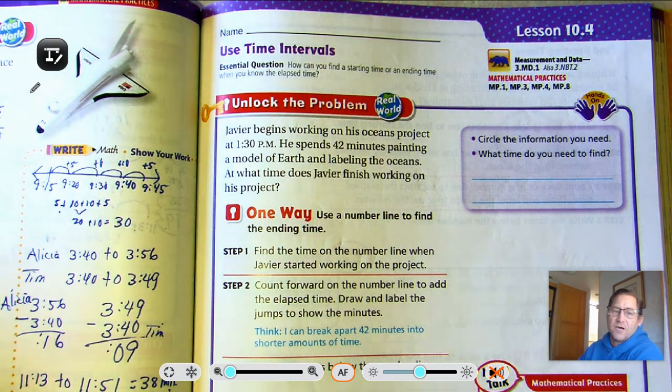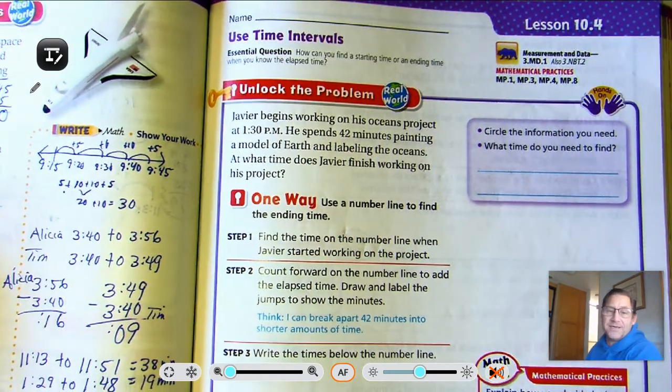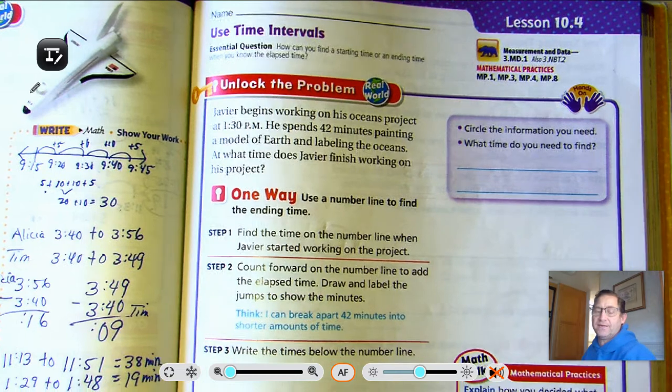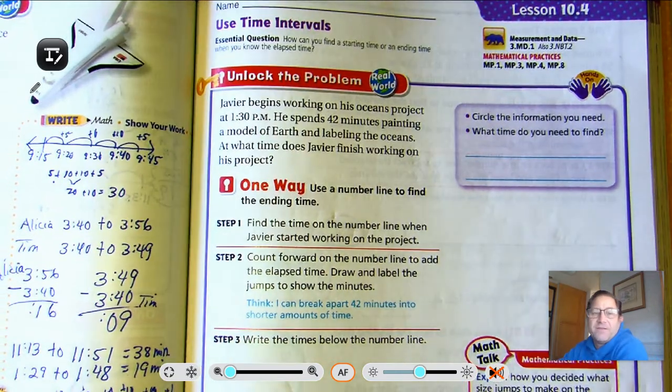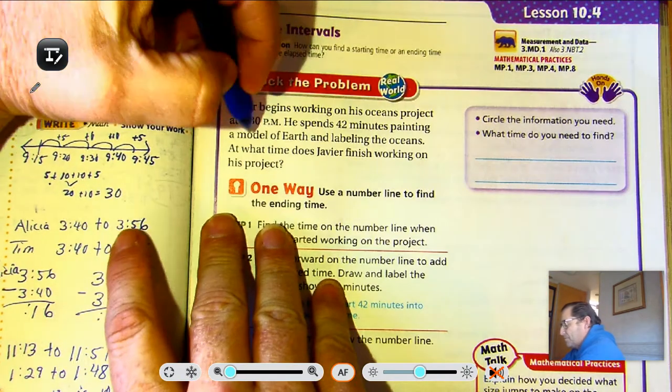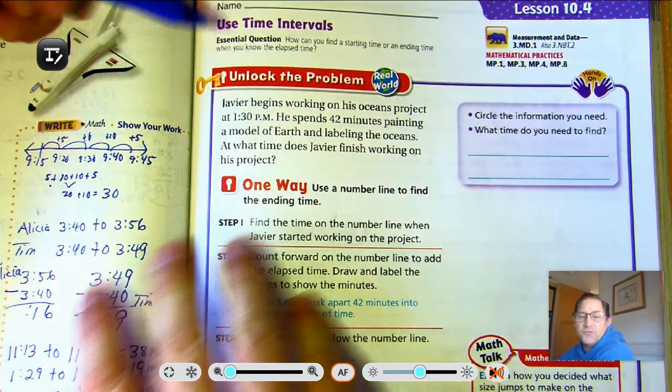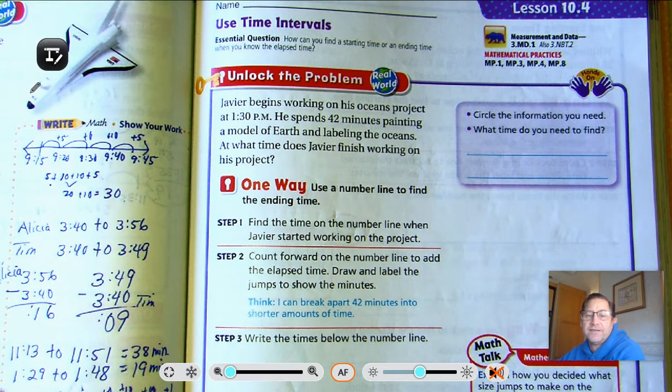So let's look at the Unlock the Problem. We're on page 419 of the third grade Go Math textbook. Javier begins working on his ocean project at 1:30 p.m. He spends 42 minutes painting a model of Earth and labeling the oceans. At what time does Javier finish working on his project?